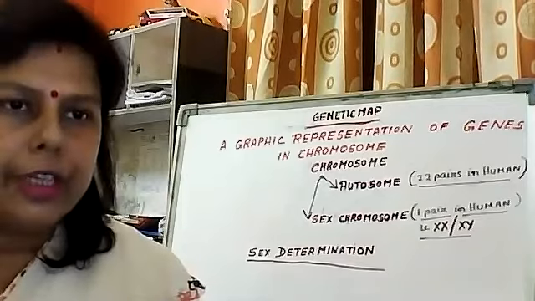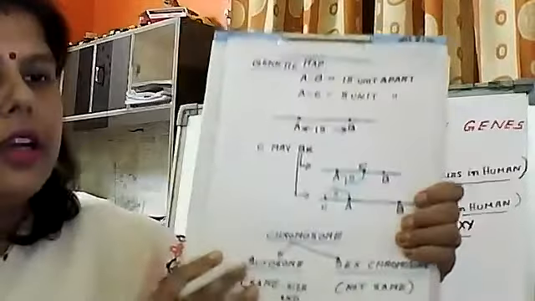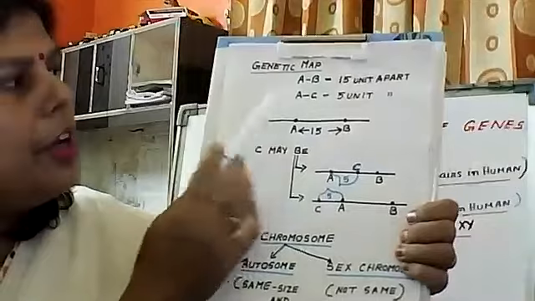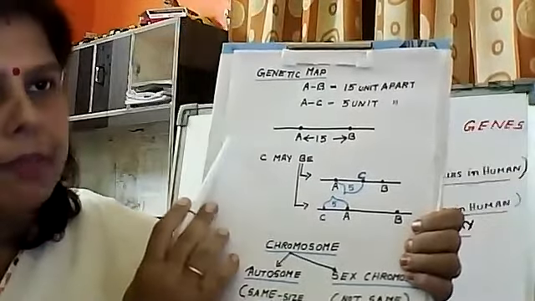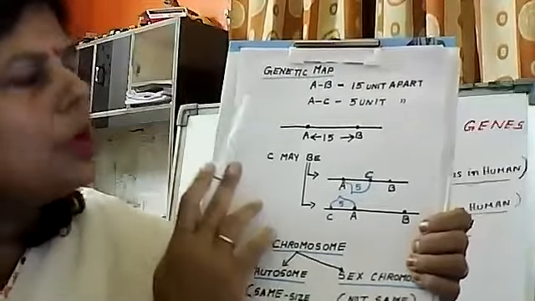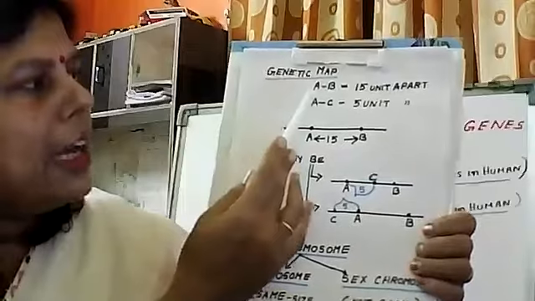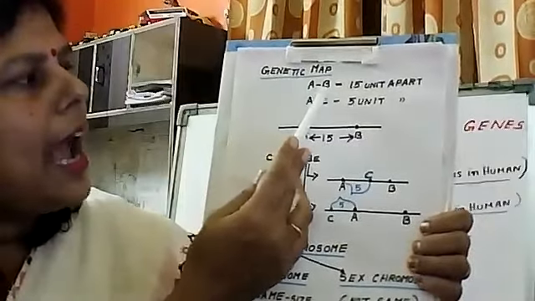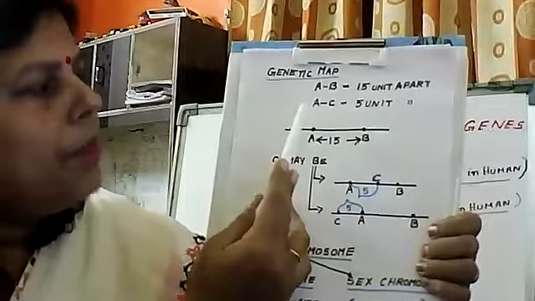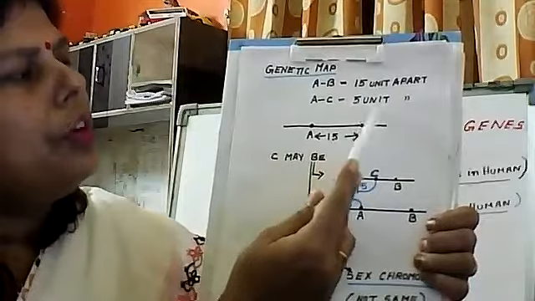So this much only you have to know about the genetic map, and this concept was given by Alfred. Now, just to give one idea about the genetic map, here I have taken one example. In a particular chromosome, three genes are present, and it is said that between A and B the distance is 15 units apart. Between A and C the gap is 5 units apart.